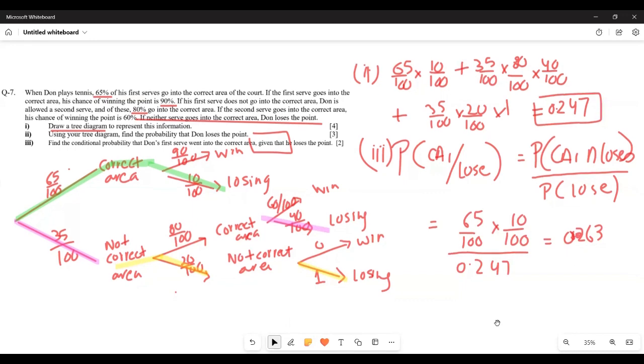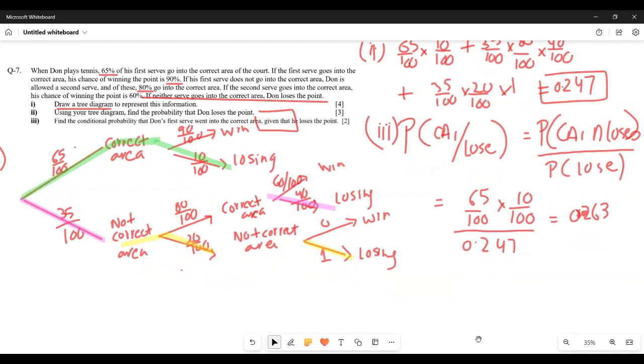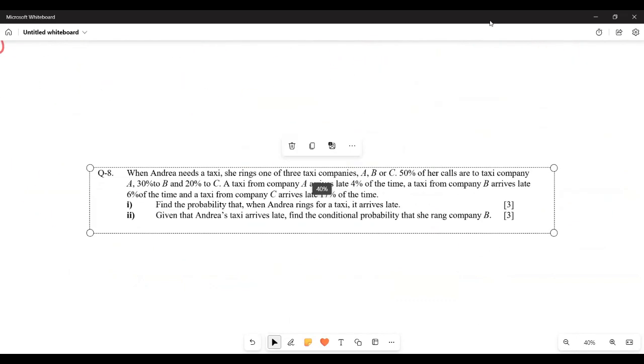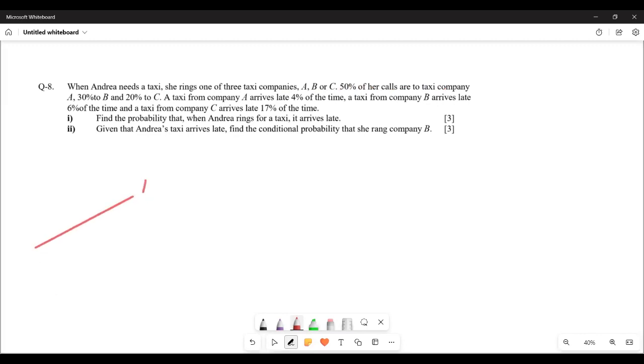Okay, next question करते हैं. When Andrea needs a taxi, she rings one of three taxi companies, A, B, and C. 50% of her calls are to taxi company A, so 50 upon 100. Probability that she calls company B is 30%, 30 by 100. So probability that she calls C is 20%.